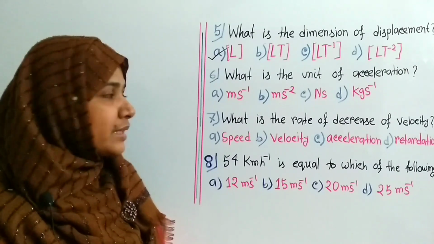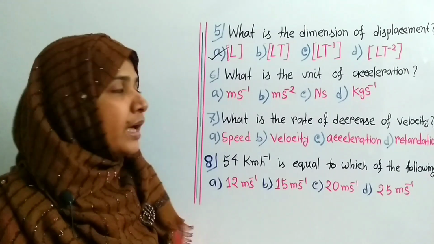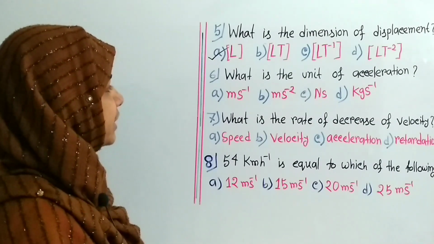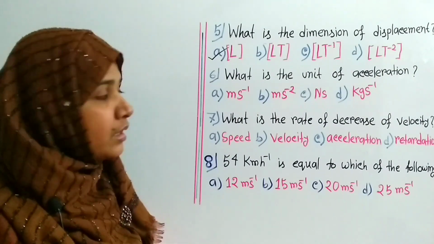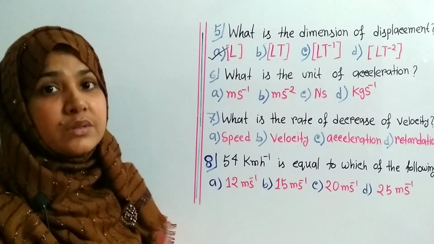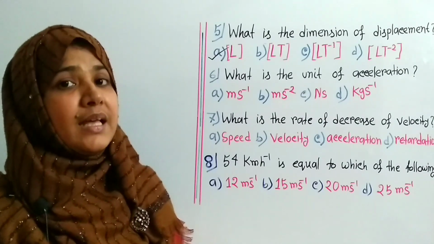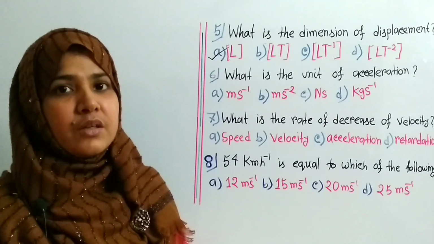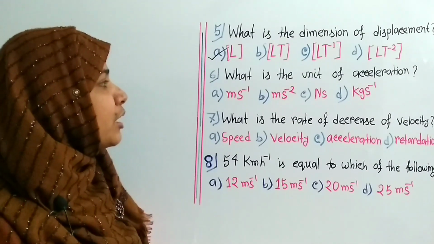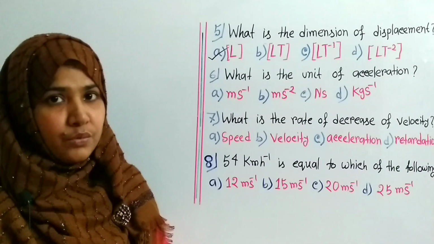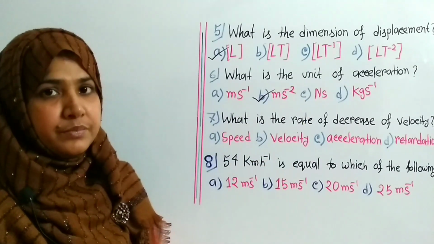Now 6th question, what is the unit of acceleration? Here the options are option A, meter per second; option B, meter per second square; option C, Newton second; and D, kg per second. You know that acceleration means the rate of increase of velocity, and the unit of acceleration will be meter per second square. So we can say that option B is the right one.